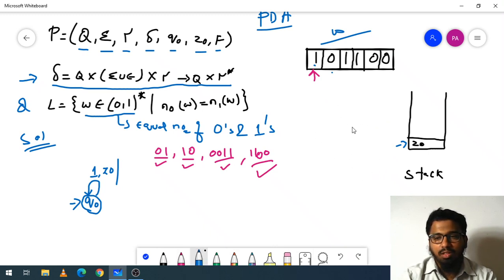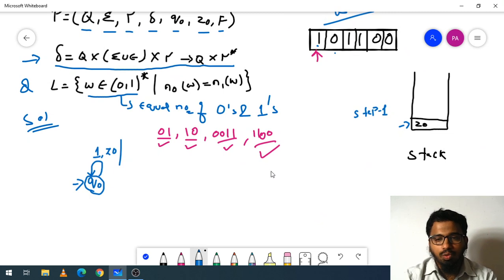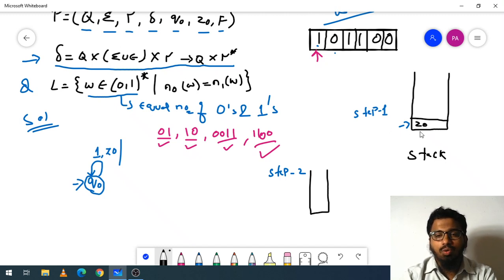Okay, and this is step 1. Now I am going to step 2. What is step 2? In step 2, first we need to remove this Z0. After 1 comma Z0, we need to remove it and add again Z0, and whatever the symbol is available in the string, that you need to add, 1. Okay, this is step 2.